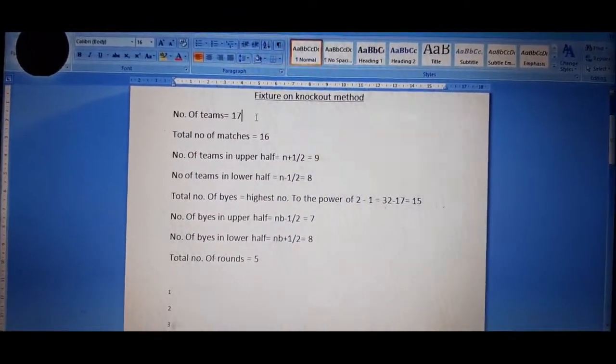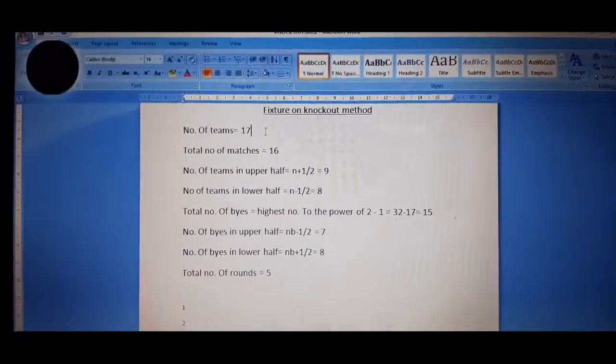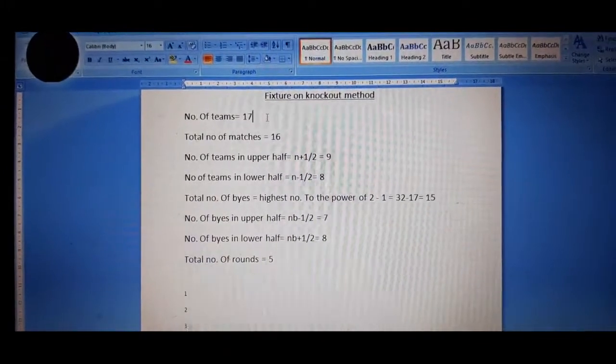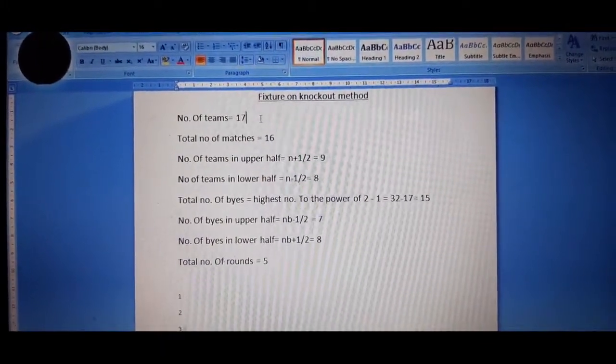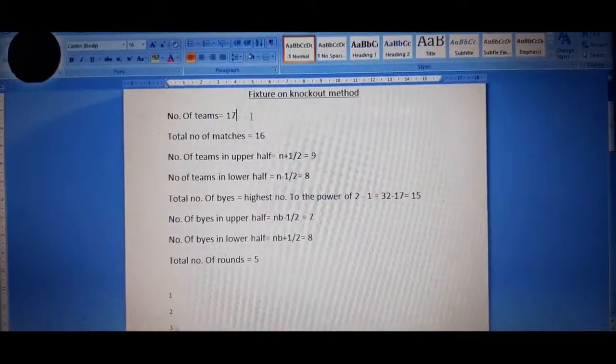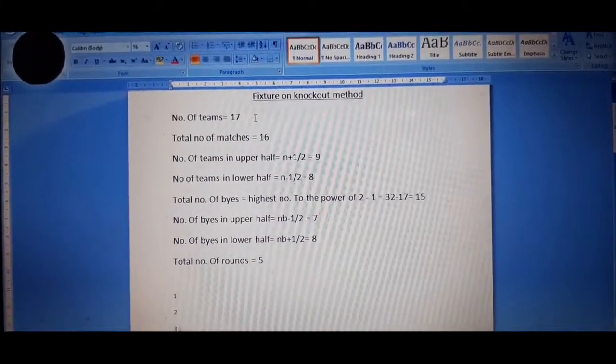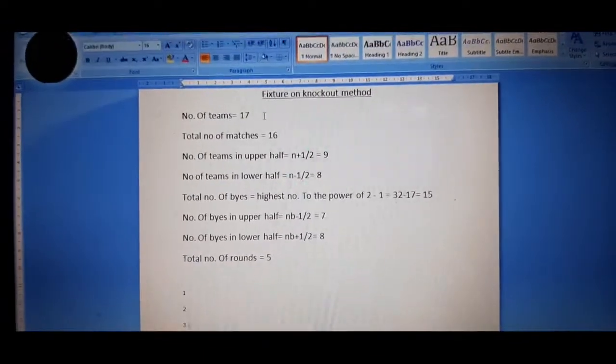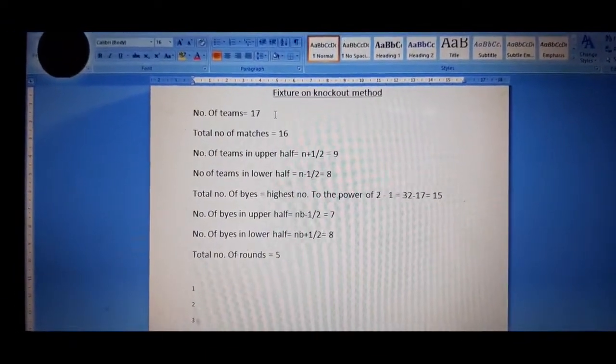Please understand this very carefully because you will 100% get a question based on this. Every year there is a question on making a fixture. The only thing is the method keeps changing. So you have to understand all the 3 methods very clearly and very carefully. Okay, so we are starting with fixture on knockout method.